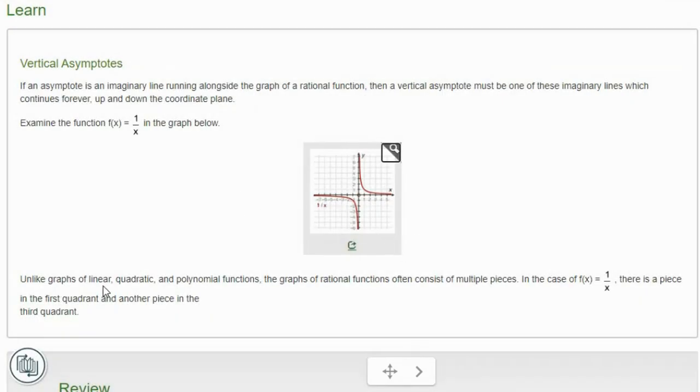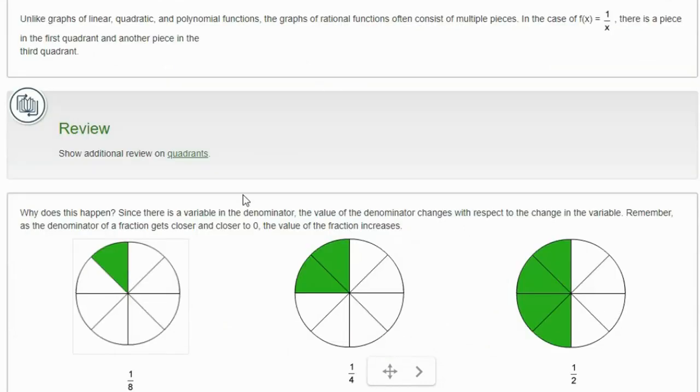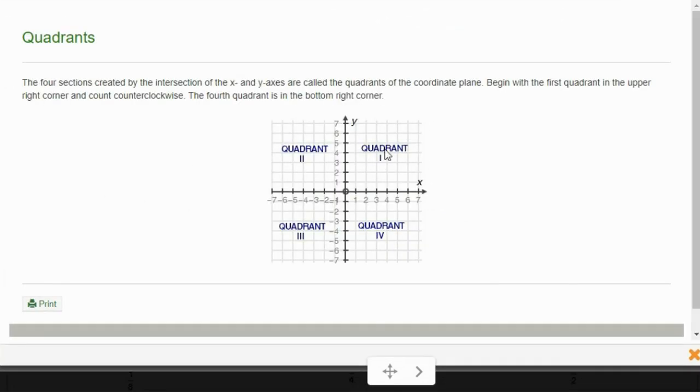So unlike graphs of linear, quadratic, and polynomial functions, the graphs of rational functions often consist of multiple pieces due to asymptotes. So this has a piece in the first quadrant and a piece in the third quadrant, for 1 over x. Additional review on quadrants, if you need a little refresher on that. Quadrant 1, quadrant 2, quadrant 3, quadrant 4. You start up here with all positive numbers and you work counterclockwise as we number the quadrants.